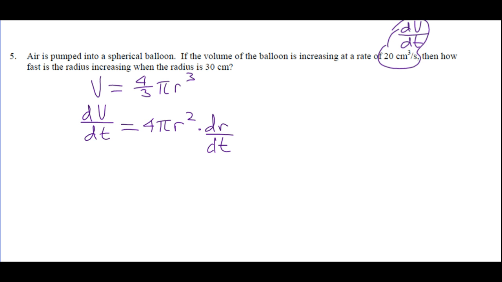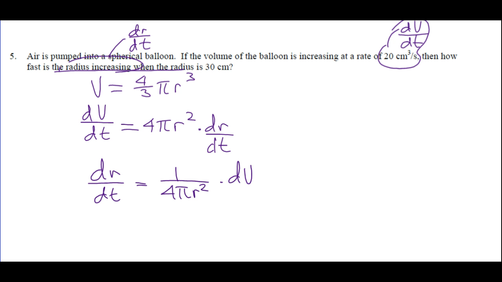So we look at that and we say, what are we trying to find? We know dV by dt. We're trying to find the rate at which the radius is changing, right? So it says, then how fast is the radius increasing? So they're asking us for dr by dt. So let's rearrange this so that it says dr by dt equals. Now we'll do that by dividing both sides by 4. You don't want to do that. You want to go dr by dt is equal to 1 over 4 pi r squared times dV by dt.